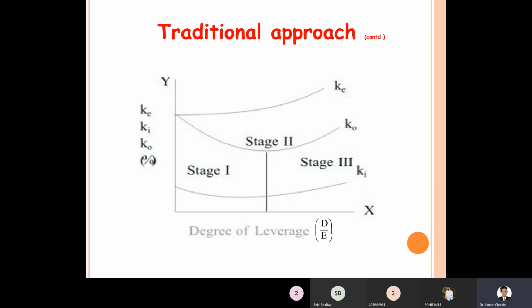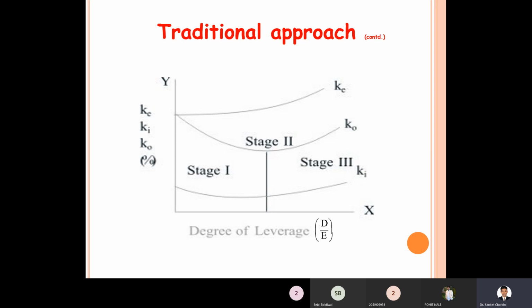Now, seeing it in a diagrammatic way, you can see stage 1, stage 2, and stage 3 of the traditional approach, wherein you are increasing the debt finance. In this diagram, KE, KO, and KI are the respective curves showing the cost of equity, the overall cost of capital, and the cost of debt. In terms of KI, that is the cost of debt, in stage 1 it is increasing very slowly, in stage 2 there is no change, and at stage 3 the cost of debt starts increasing gradually.